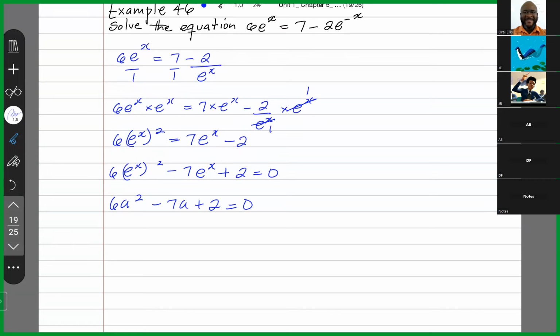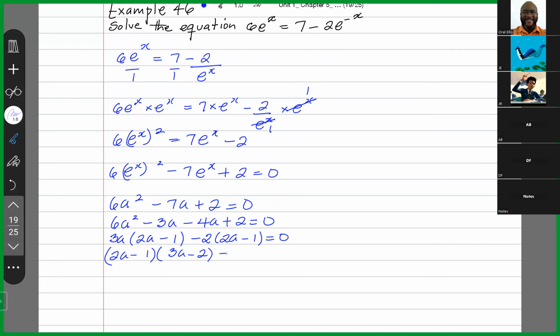I think that this can be factorized. 2 factors of 12 to give me 7. That would be 3 and 4. So 6a squared minus 3a minus 4a plus 2 is equal to 0. Using the ABC method, 3a is common. I have 2a minus 1. Over to the right, 2 is common. We have 2a minus 1 is equal to 0. So 2a minus 1 multiplied by 3a minus 2 is equal to 0.